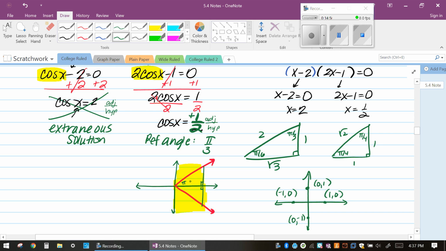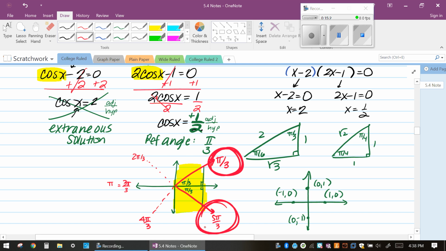So I want a reference angle of pi over 3. This one would be 1 pi over 3. 2 pi over 3 would be here. 3 pi over 3, aka 1 pi, would be here. This would be 4 pi over 3. That would make this 5 pi over 3. So your two solutions are pi over 3 and 5 pi over 3.